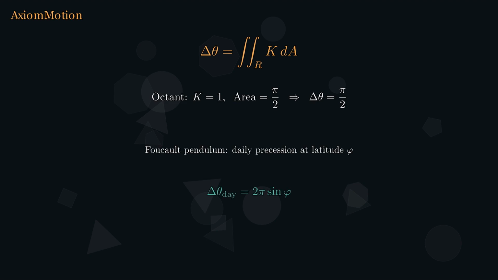You have seen this in the real world. The Foucault pendulum swings in a fixed plane, but Earth rotates underneath it. Over 24 hours, the swing plane appears to precess by an angle 2π times sine of the latitude. That is parallel transport on the curved Earth, the geometry of the sphere made visible in the swing of a pendulum.